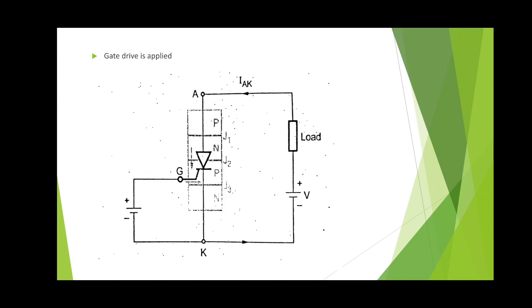So the characteristics is shown, and the dotted lines in the VI characteristic indicate the conduction due to the application of gate drive. All the anode to cathode voltages are less than the forward breakover voltage. So this was the explanation of the operation of the VI characteristics of the SCR.